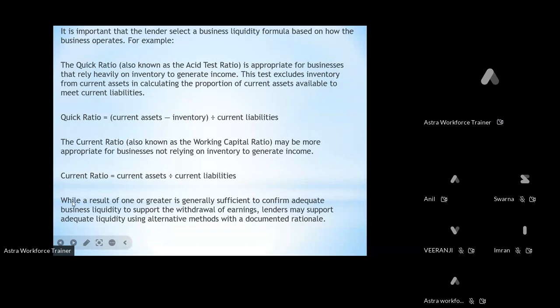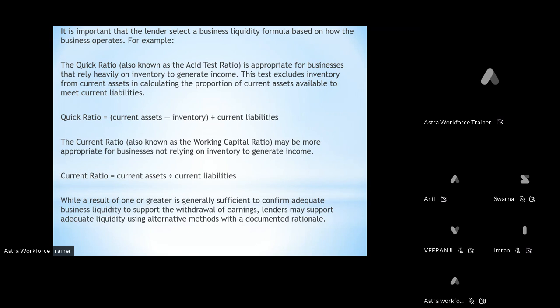Okay, so if the current ratio is more than 1, that means the borrower has adequate liquidity to support the withdrawals for the earnings. Withdrawals means they're getting the profit sharing, right? So if the current ratio is more than 1, then they will be able to withdraw their earnings. If it is less than 1, that means there is a purchase plus the liability.